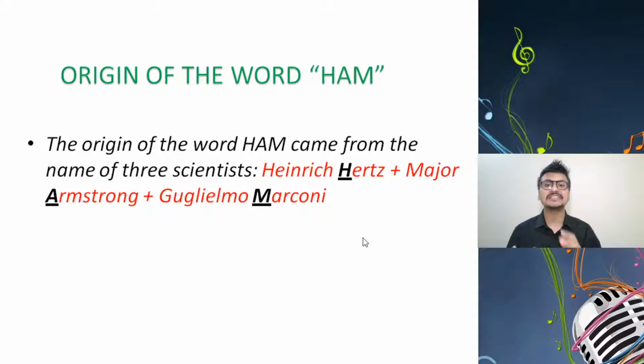The word HAM has three letters, H, A, and M. These letters are taken from the names of those three scientists to make the name of the radio. They formed the name from the initials of their names. The first scientist is Heinrich Hertz, so the letter H is taken from Hertz, H-E-R-T-Z. The second scientist was Major Armstrong, so the letter A is taken from Armstrong. The third scientist was Guglielmo Marconi, so the M is taken from Marconi. So Hertz H, Armstrong A, and Marconi M.